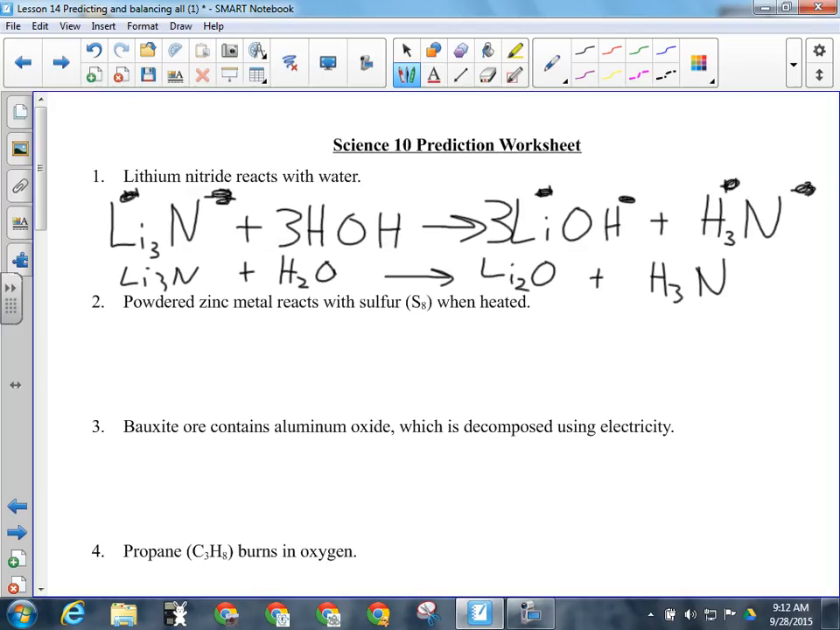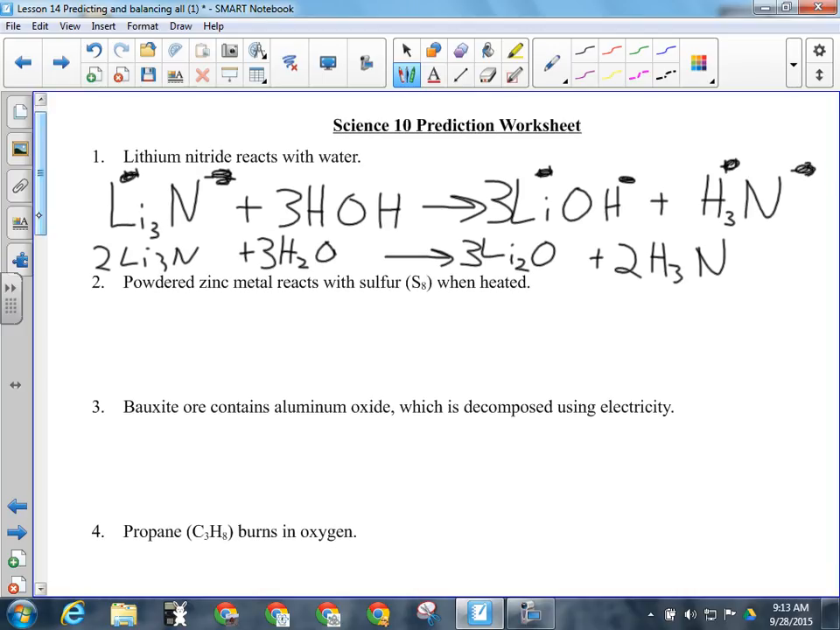Now, for this one, I've got 3 lithium over here and 2 over there. Is that going to give me a bit of a problem? What's the lowest common multiple? 6. So if I put a 2 here and a 3 here, that takes care of that. That gives me 3 oxygens. So if I go over here and put a 3 there, how many hydrogens does that give me? 6. So if I put a 2 here, that makes my hydrogen work. Do my nitrogen work? Yes, they do. Everybody all right with that? So you can see, it takes a little bit longer to do the ones that are written out in words, and there's a few other little things to watch for.